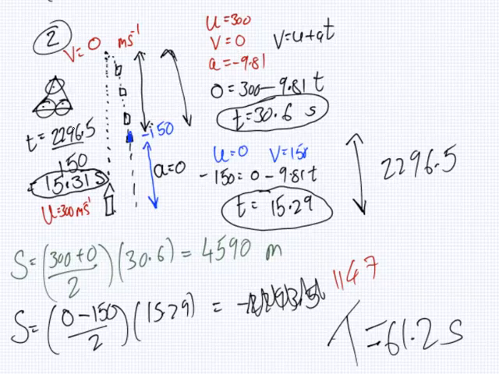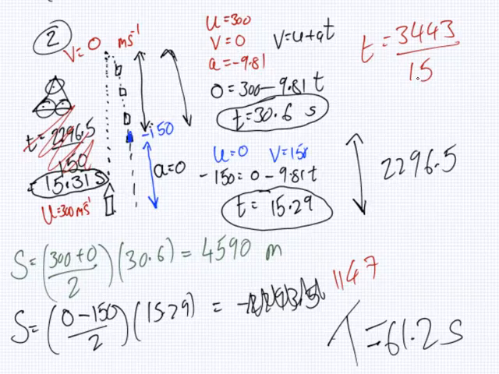4590 minus 1147. That leaves me with 3443. Sorry, so messy now. I'll write it here. 3443 over 150. So that's 23 seconds, basically.